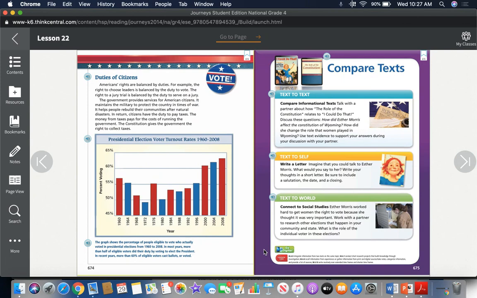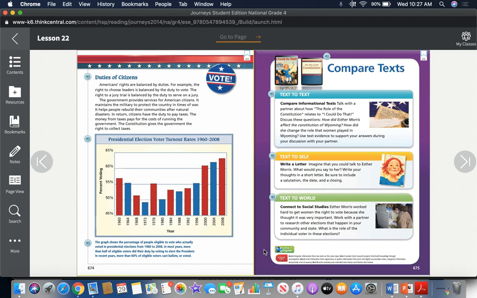Duties of citizens. Americans' rights are balanced by duties. For example, the right to choose leaders is balanced by the duty to vote. The right to a jury trial is balanced by the duty to serve on a jury.